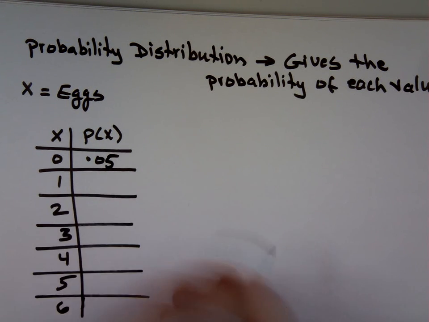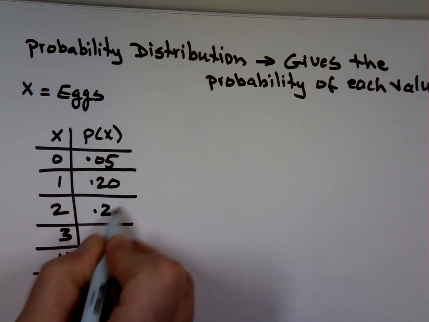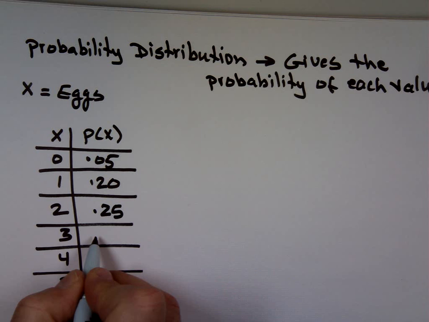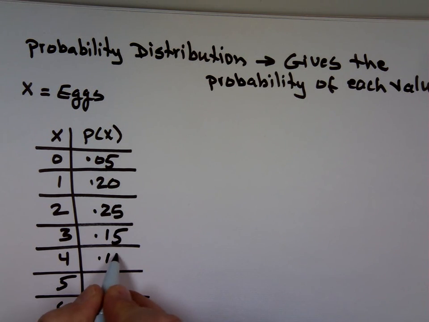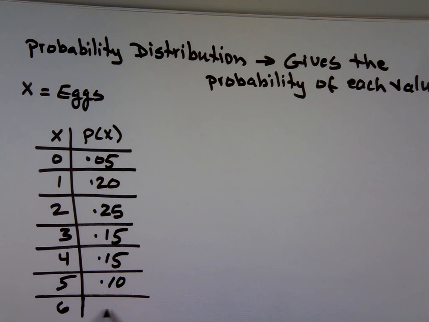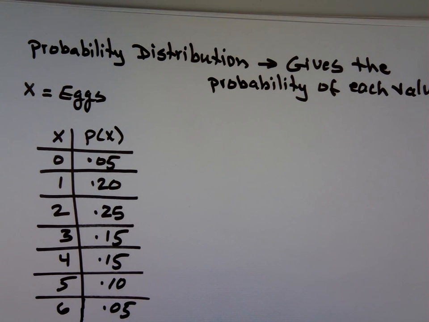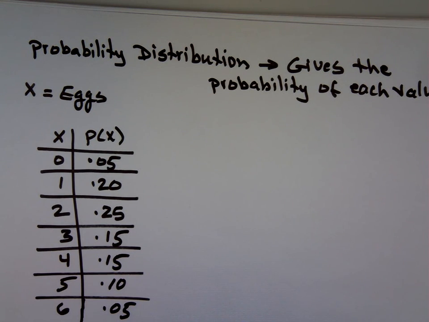So here I can write some numbers, and there's no way to verify if I'm really right or wrong. 0.05, 0.20, 0.25, 0.15, 0.15, 0.10, and 0.05. And let's do 7 eggs, 0.05. Somebody really likes eggs. Let's say that's our table. That's known as a probability distribution table. It gives you the number of eggs a person can have and the probability of that happening.